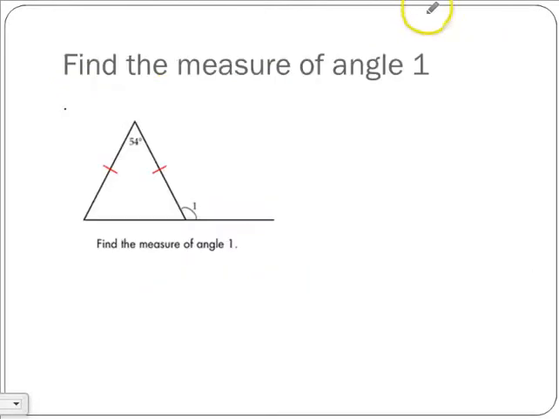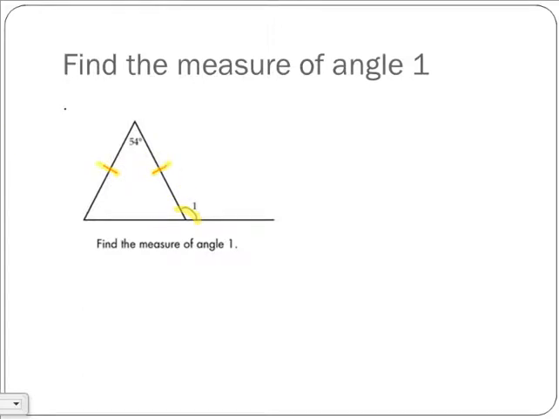All right, here's another question. Find the measurement of angle 1. So that is this angle right here. We're trying to find that angle measurement right there. How can we do that? Well, what kind of triangle is this? We've got two congruent sides, so we know this is an isosceles triangle.